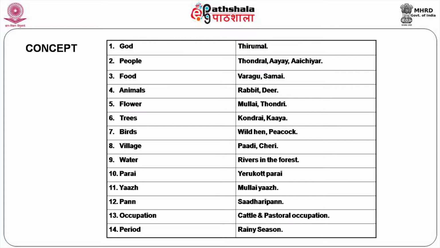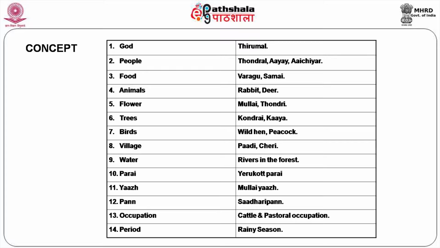Then we have a different concept of 14 items. God is Thirumal. People: Thondral, Ayarar, Achiyar. Food: Varagu, Samai. Animals: rabbit and deer. Flower: Mullai, Thondri. Trees: Kondrai tree. Birds: hen and peacock. Village is called Padi or Cheri.